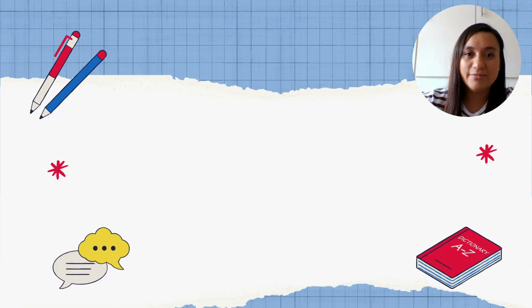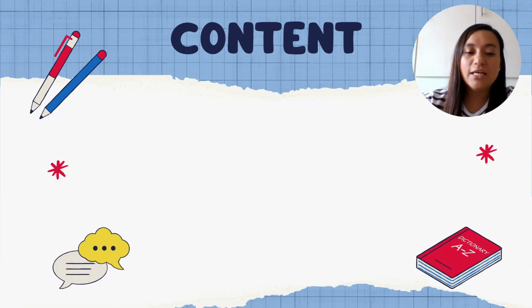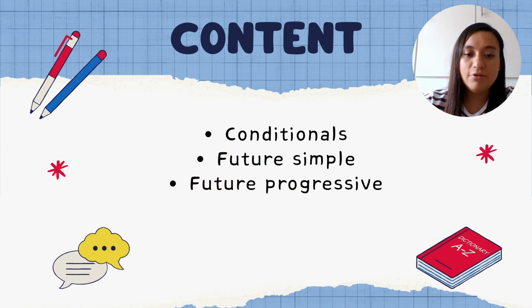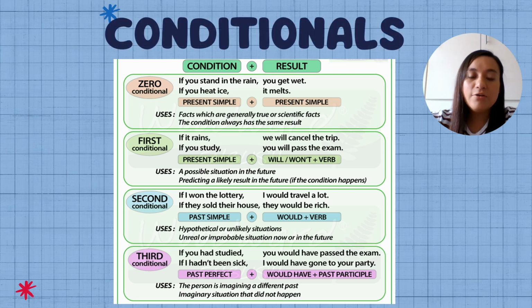So let's start. Here we have the content of this review: the conditionals, the future simple, and the future progressive. We are going to start with conditionals. Remember that we have 4 degrees of conditionals. We have the zero conditional, the first conditional, the second conditional, and the third conditional.